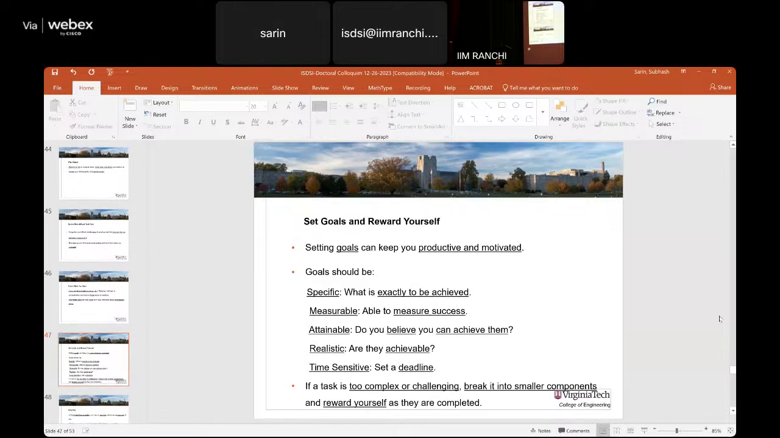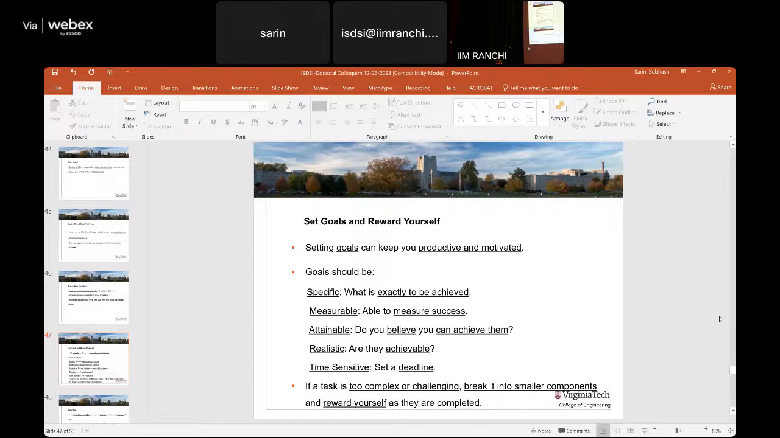Set goals and reward yourself. So again, setting goals, like I said before, writing down what you want to do, is very effective, and can be very productive and motivating. The goals should be very specific, exactly what you want to achieve. You should be able to measure their success, and they should be attainable. You can't set goals that are too big and cannot be achieved, because then you won't be able to achieve much. They should be realistic. And of course, it's a good idea to set deadlines as well.